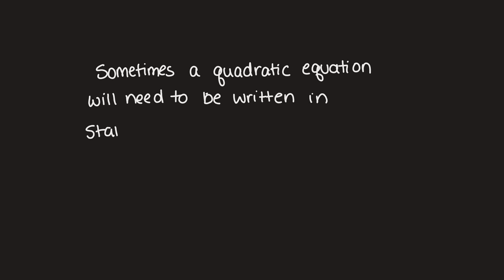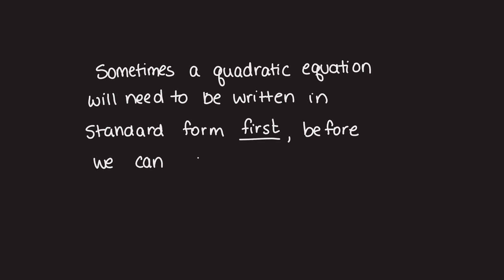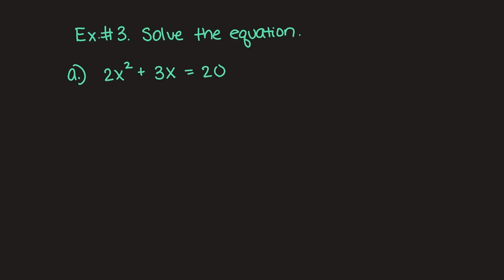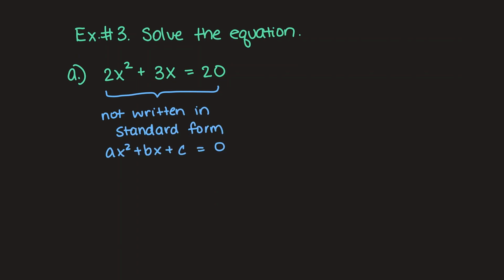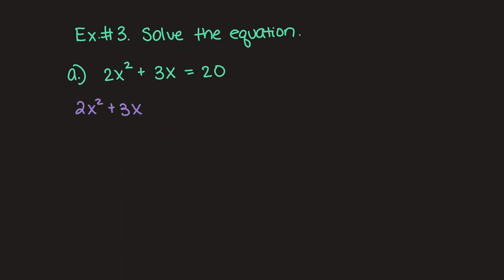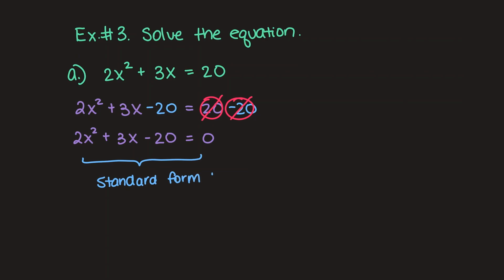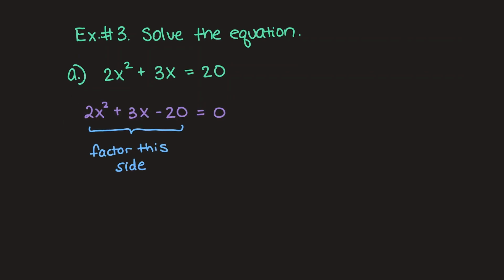So sometimes a quadratic equation will need to be written in standard form first before we can factor. So for the next example, notice that the quadratic equation is not written in standard form, so we begin by writing it in standard form by subtracting 20 from both sides. And now that the equation is in standard form, we will factor this side.